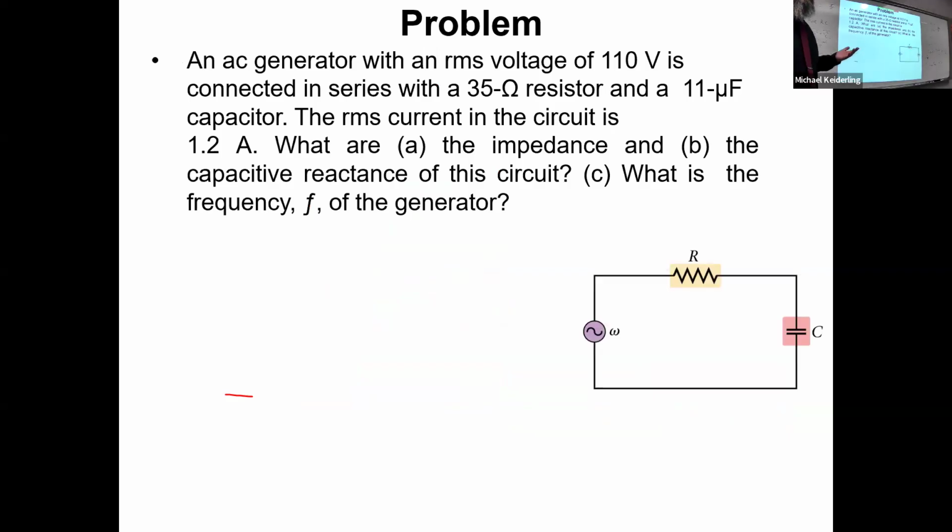Here we have an AC generator with a root mean square voltage of 110 volts connected in series with a 35 ohm resistor and an 11 microfarad capacitor. The root mean square current in the circuit is, sorry, 1.2 amps. What is the impedance and the capacitive reactance of this circuit? And what is the frequency of the generator?